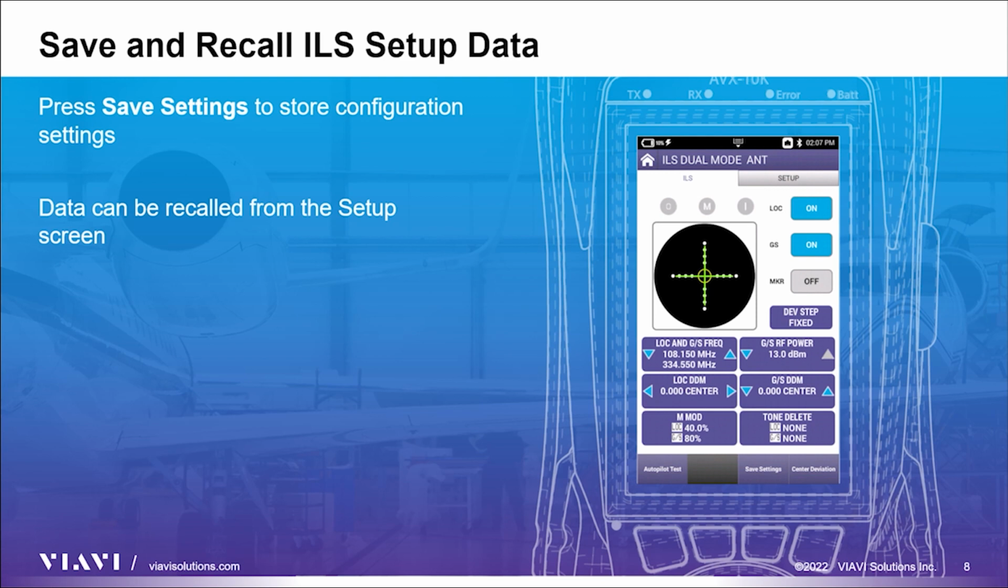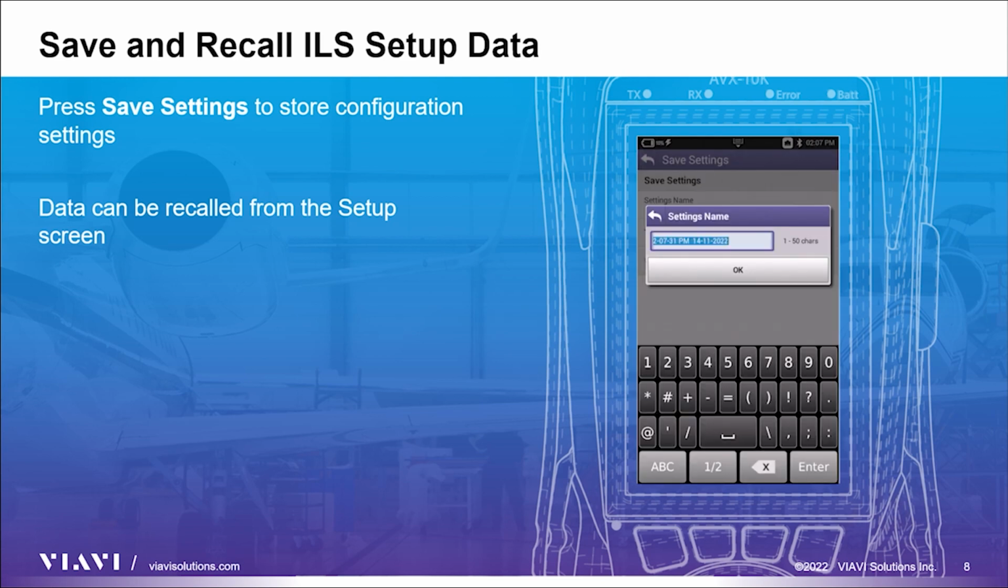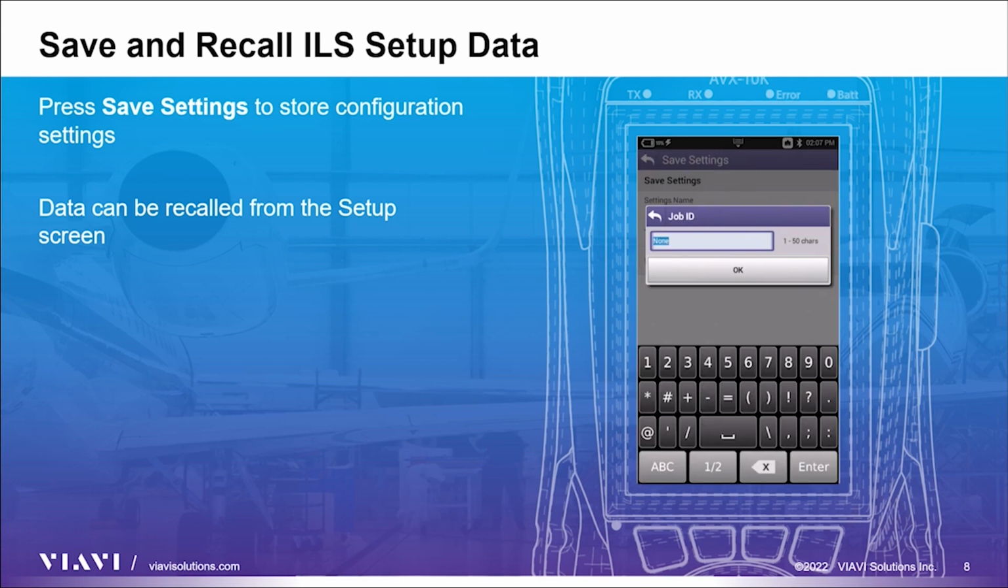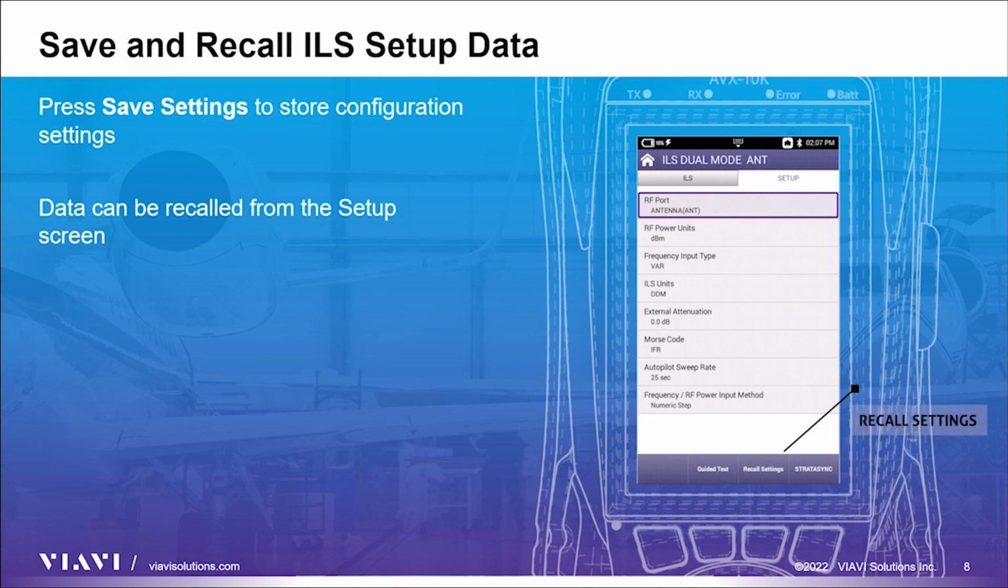ILS settings can be saved by clicking the Save Data button at the bottom of the screen. Once pressed, users can enter a settings name, job ID, and when used, a work order ID. Settings can be recalled by going to the Settings page and clicking Recall Settings.